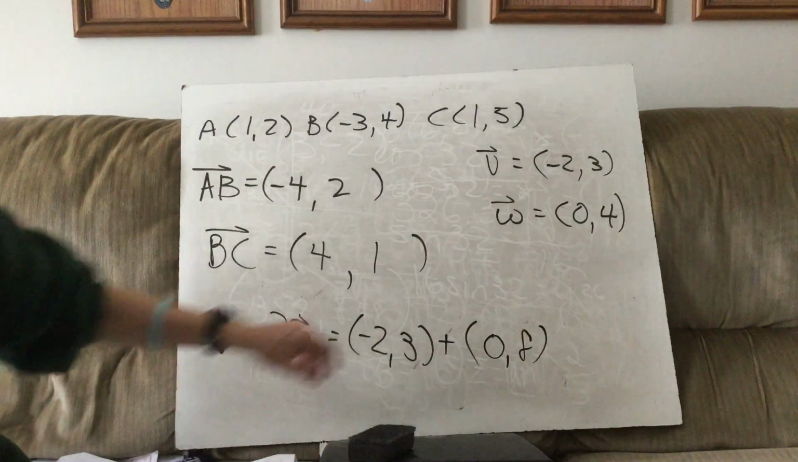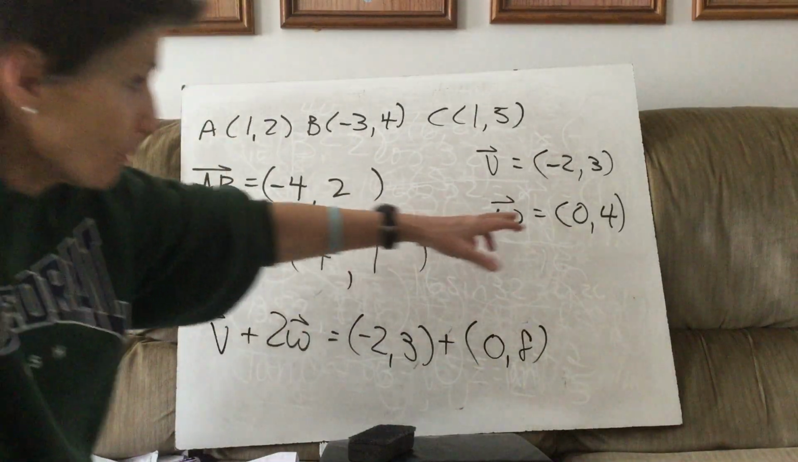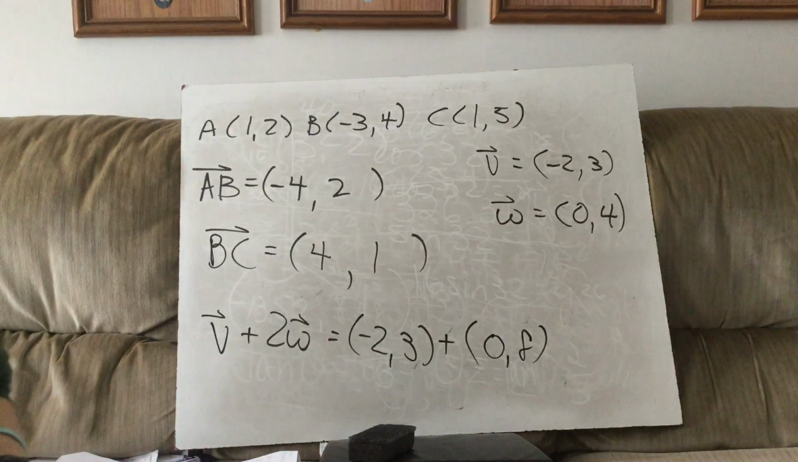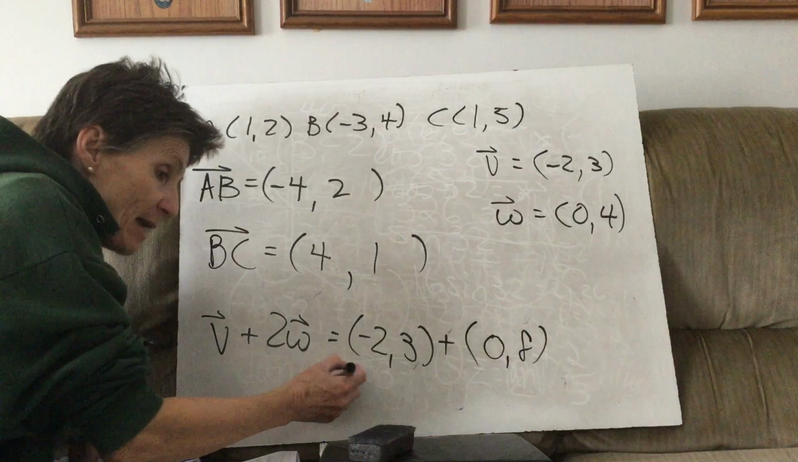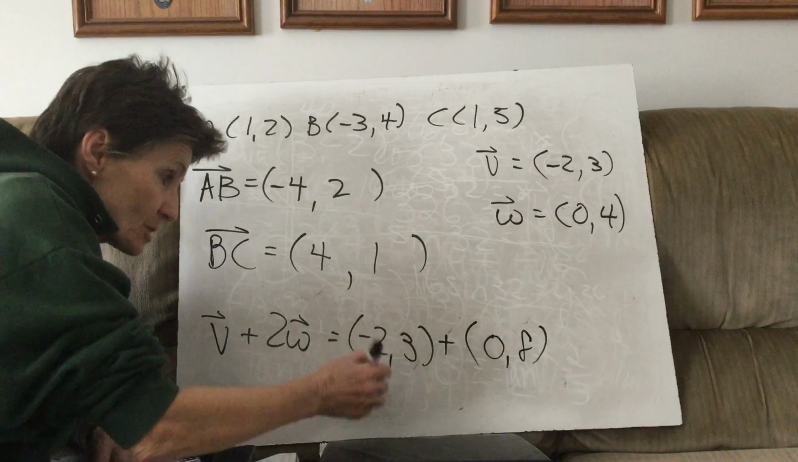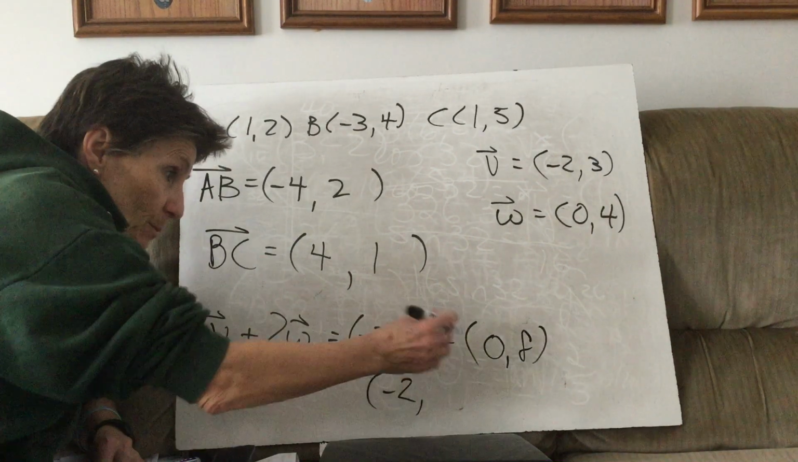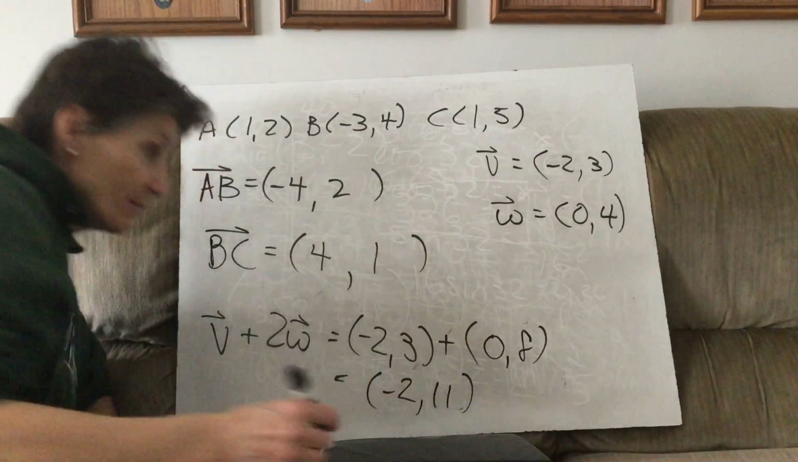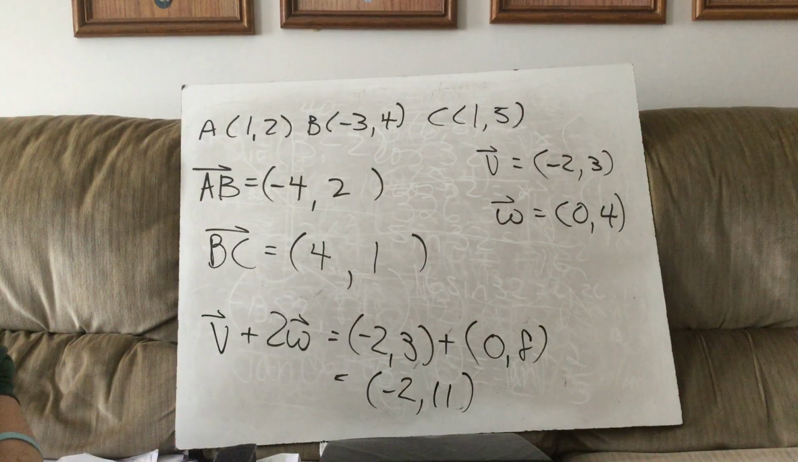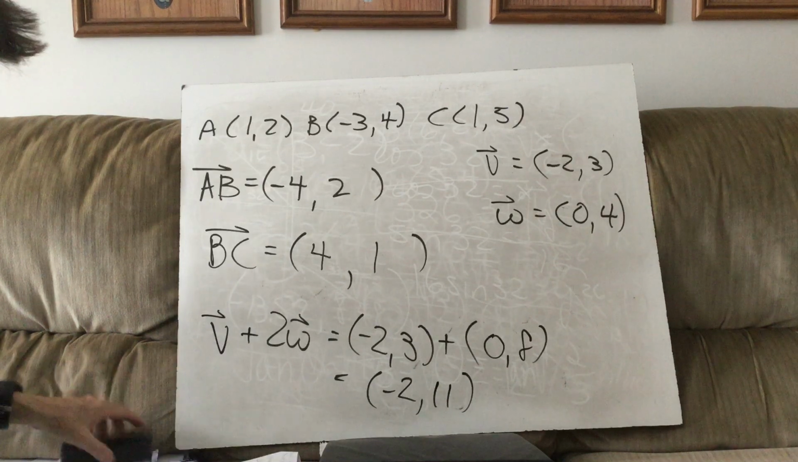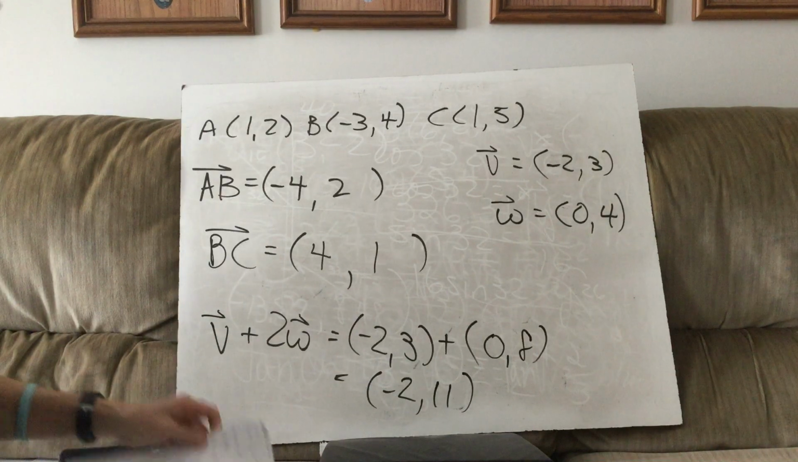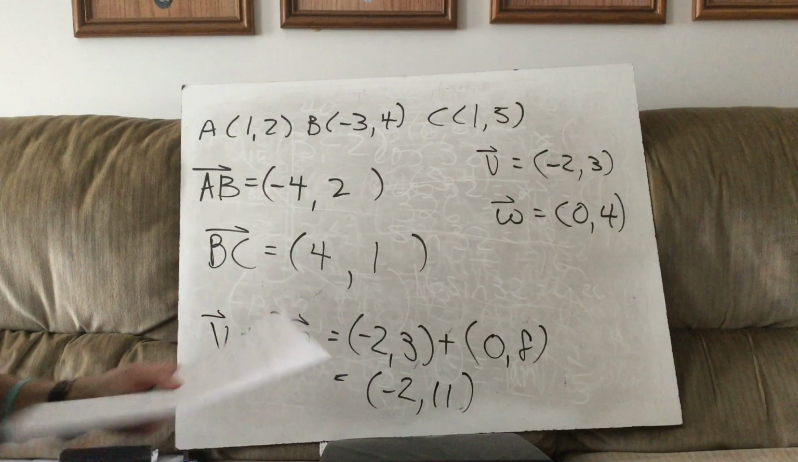Remember, when you have a 2 out in front, you double, well, any number out in front, you multiply that number times everything in the vector. Now, when we add them, we add the x's, so that'll be -2, and we add the y's, that'll be 11. So your vector is -2, 11. And that's the answer to the question right there. That's it.